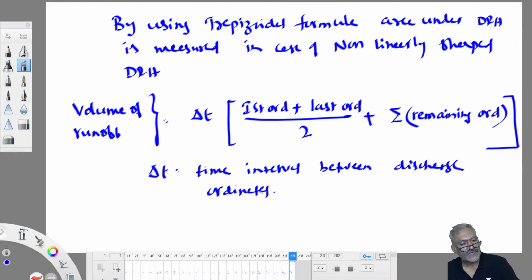Let us work out a few numericals before we close this topic. More numericals we will work out in tomorrow's class. But let us start with the simple numericals. Then we will try to solve tough numericals also. Shall we proceed with numericals?